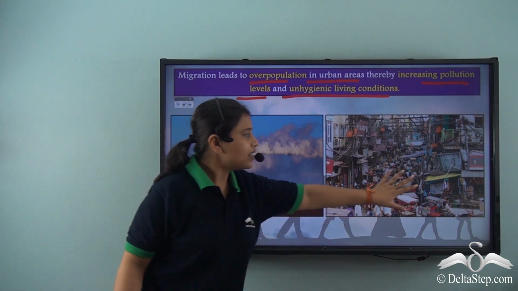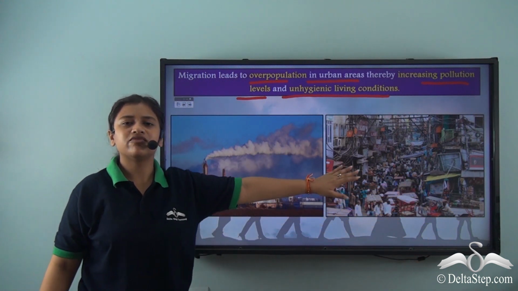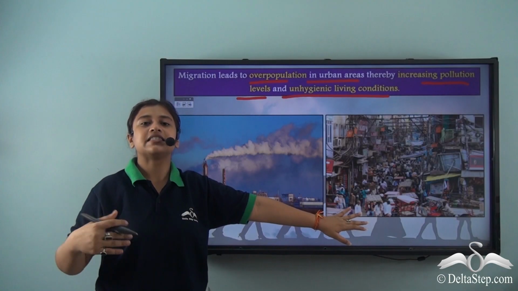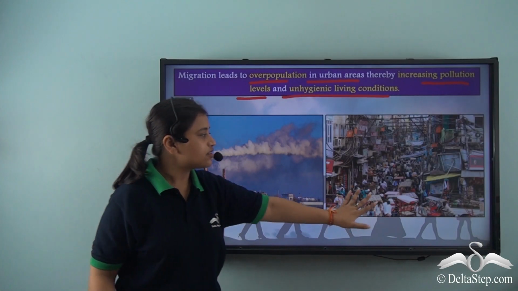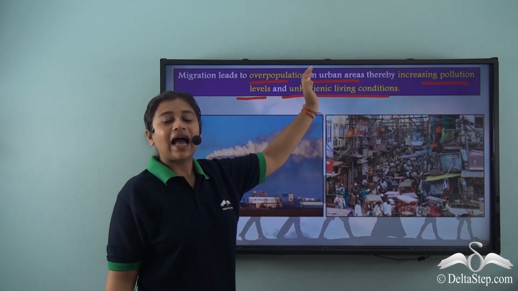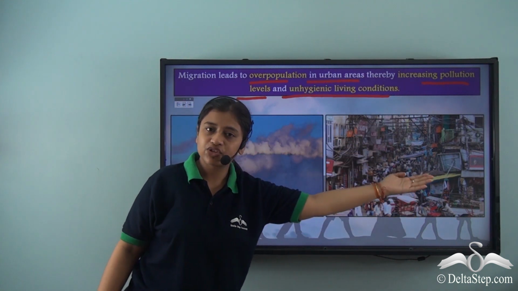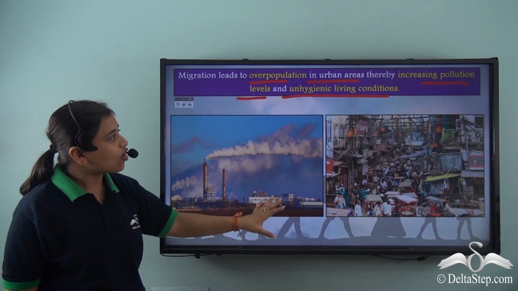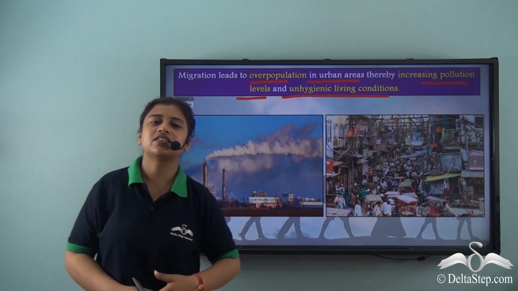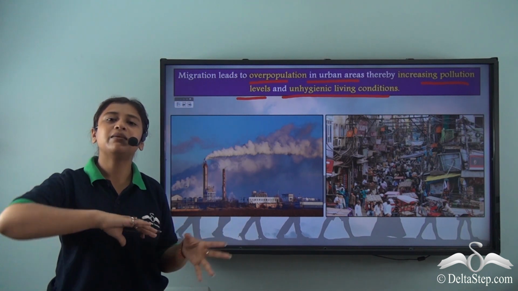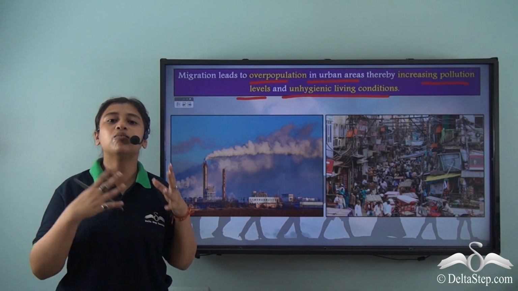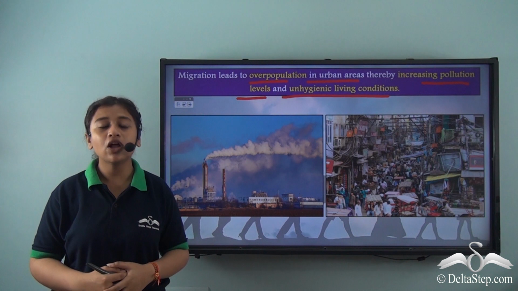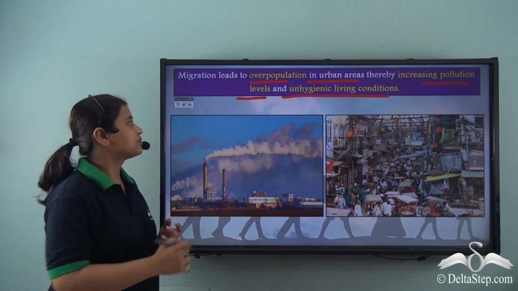So these urban areas that have enough jobs and resources, better government policies, better facilities of education and health, sometimes face a problem of overpopulation, and this increases pollution levels. That becomes very, very dangerous for people living here, right? And it also leads to unhygienic living conditions that again pushes people back to rural areas that are more green and more spacious. And this generally happens in the case of retired people or people who are aged.